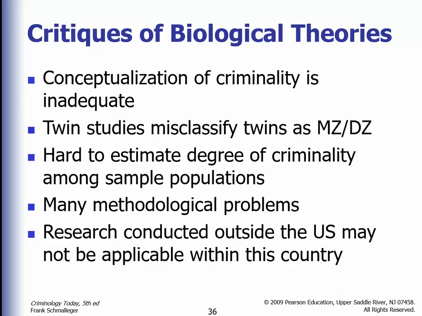Some critiques of biological theories, that conceptually it's inadequate in how it looks at crime. Twin studies suggest that there's misclassifications. You really can't estimate the degree of criminality amongst the sample populations. Methodological problems in the studies. Remember, we talked about research and how important it is to have a good method and research types. Suggestions that some of these biological theories did not really have good methods. And also, remember we talked about external validity. Well, some of the critiques here are that studies that were conducted in places outside of the United States may not really be valid or applicable in this country, that we can't say, hey, well, we did this study in Sweden and we know that this is a problem and we need to bring it to the United States.